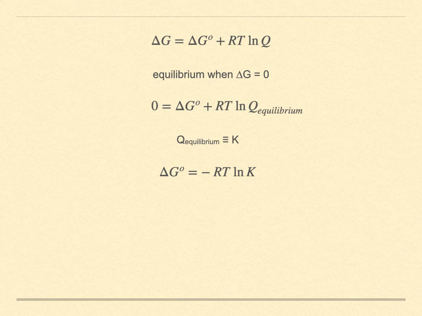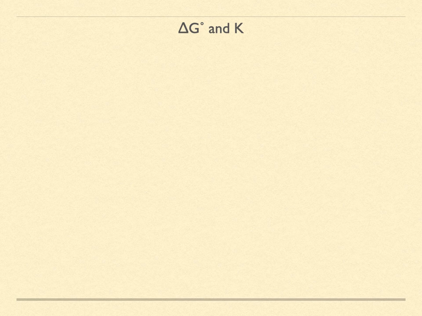However, tables generally record formation data from which we could calculate delta G naught for a particular reaction. K, however, is specific to a particular reaction. So delta G naught information is generally recorded for specific atomic and molecular species, while K is recorded for specific reactions. Some things to remember about delta G naught and K.